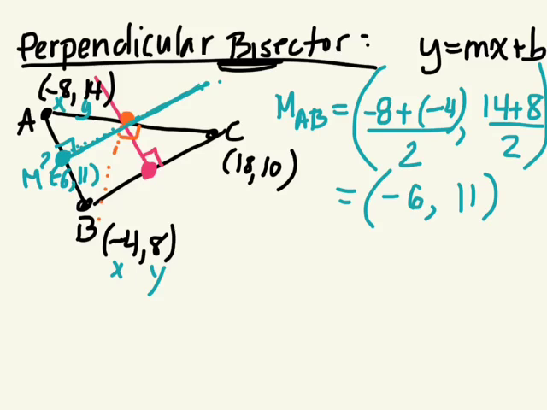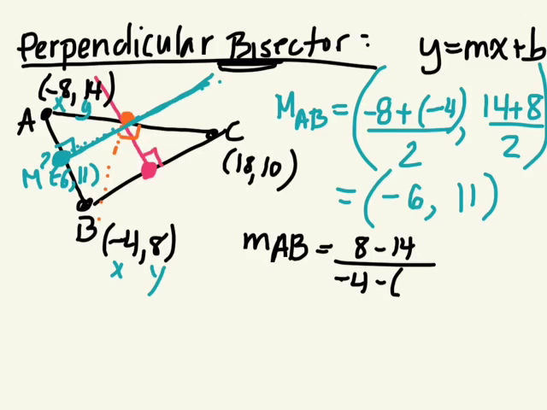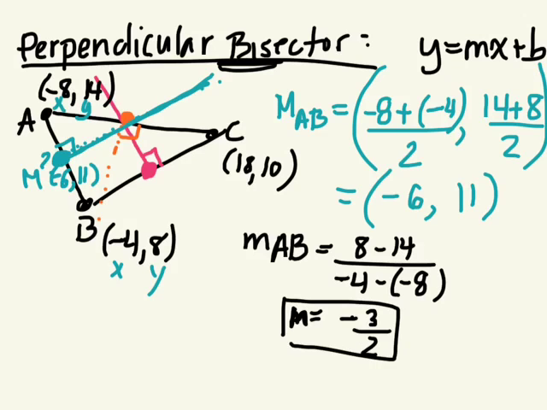I need to know the equation of this line. I know one point on the line, and I know that it runs perpendicular to AB. What does that tell us about the slope of the perpendicular line? What's it going to have? The slope has to be negative reciprocal of AB. So let's find the slope of AB. y2 minus y1, 8 minus 14 over x2 minus x1, -4 minus -8. What is the slope of AB? In lowest terms, we get -3 over 2. Okay, that's the slope of AB.